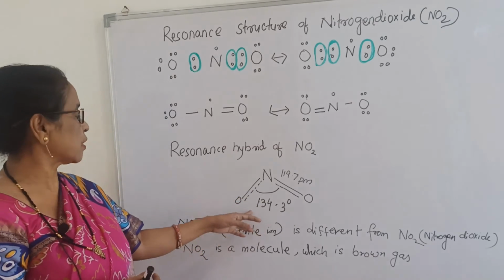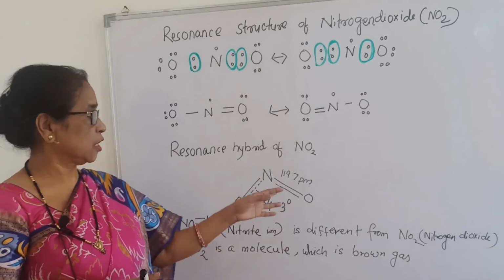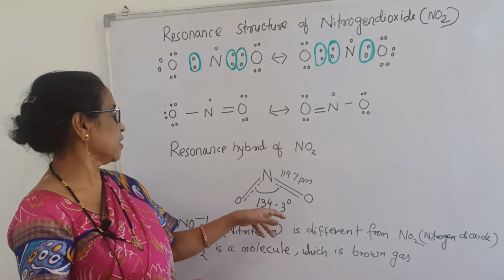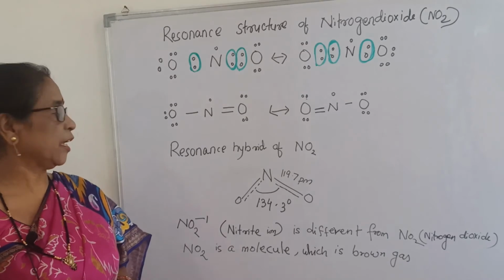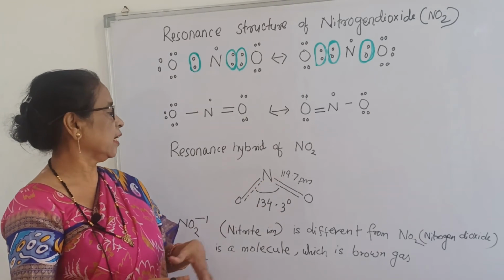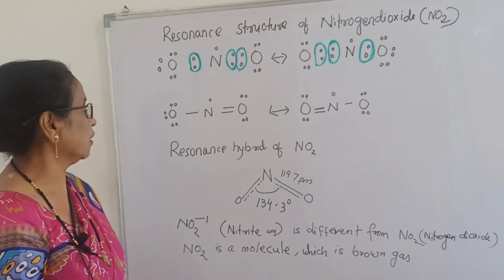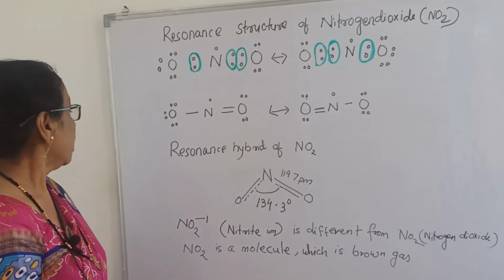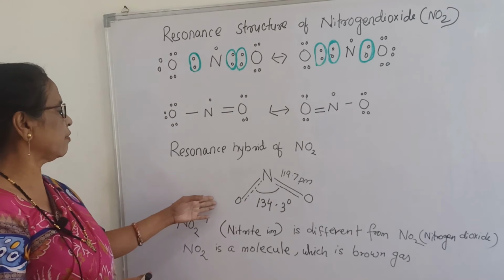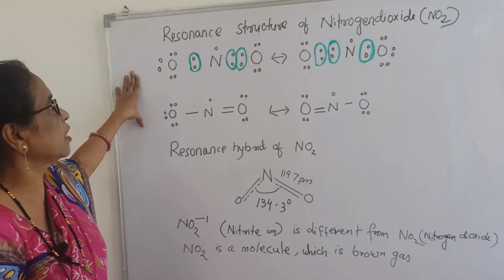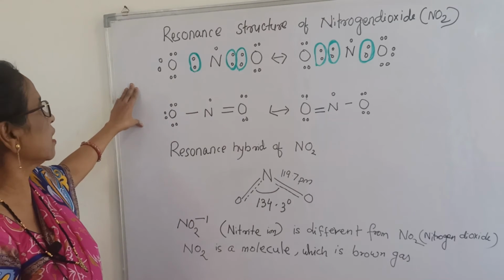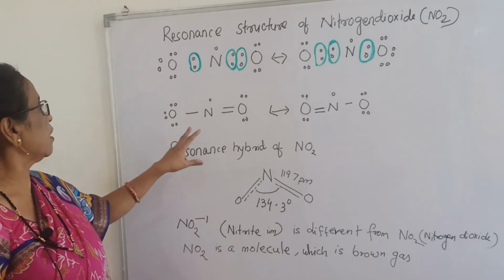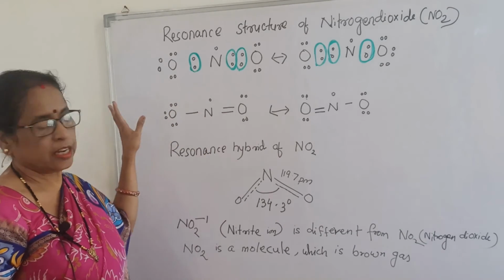Sometimes the question may ask what is the angle between the oxygens in nitrogen dioxide. Then you can say that it is 134.3, and the length is also very important, 119.7 picometer. Now this is the resonance hybrid of nitrogen dioxide. These are the resonance structures of nitrogen dioxide. Here you can represent it by electrons, bonding and non-bonding electrons. Here it is represented by bonds and non-bonding electrons.